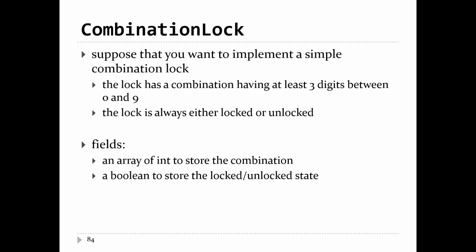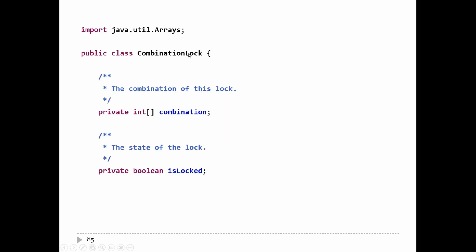When I go to implement this class, I have to pick some fields. One of the fields I need has to be able to store at least 3 digits, so I'm going to use an array of int. The other field needs to represent the state of the lock, so I'm going to use a Boolean value. The field will be true if the lock is locked and false if it's unlocked. So in our class CombinationLock, every lock has an array that holds the combination of the lock, and it has a field that says whether or not the lock is locked.